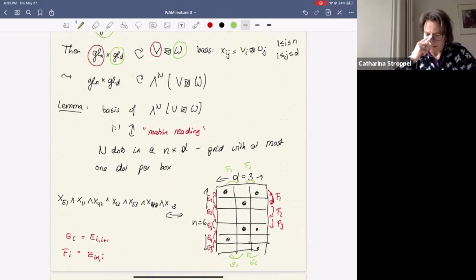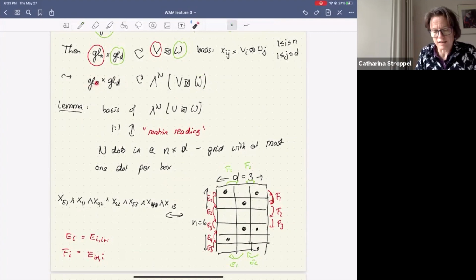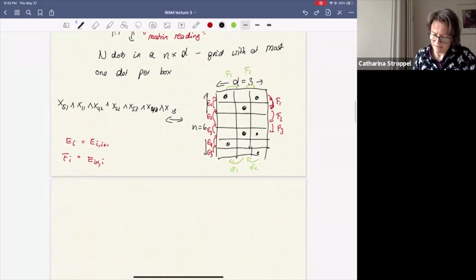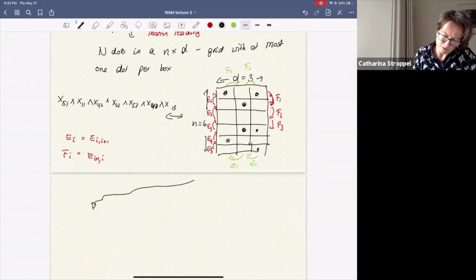So now, this gives me a basis of this space. Now let me understand, how does the GL_N action look like here? We understand how it looks on basis vectors, but how does this module look like as a module for GL_N, and how does this module look like as a module for GL_d? And to understand this, we can do a very easy further combinatorial game.